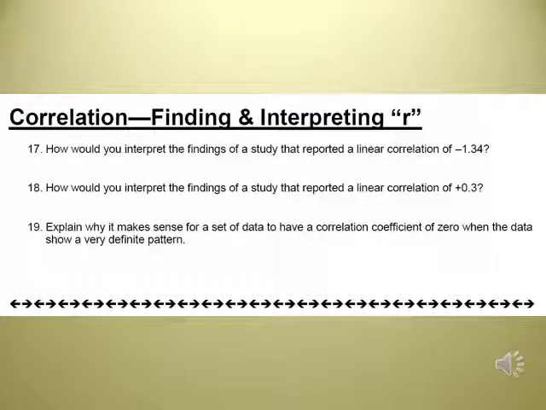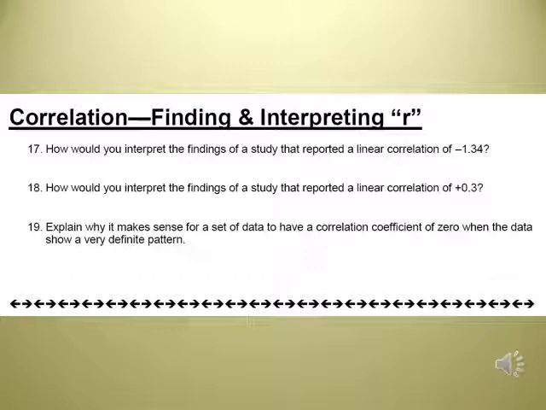There are a couple of other questions that came up on the worksheet right after those patterns of dots, and I'm just going to go through those real quickly. The first one says, how would you report the findings of a study that had a linear correlation of -1.34? Well, I would say somebody screwed up, because that's impossible. The R value has to be between -1 and 1, and this is less than -1, so it can't happen.